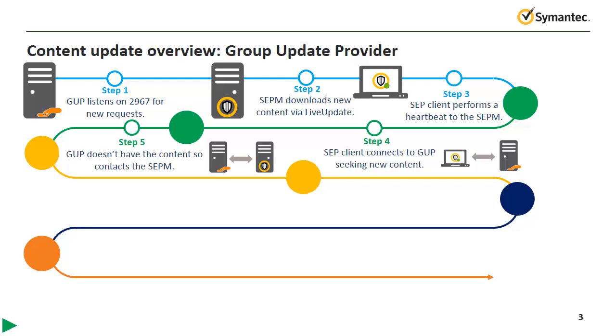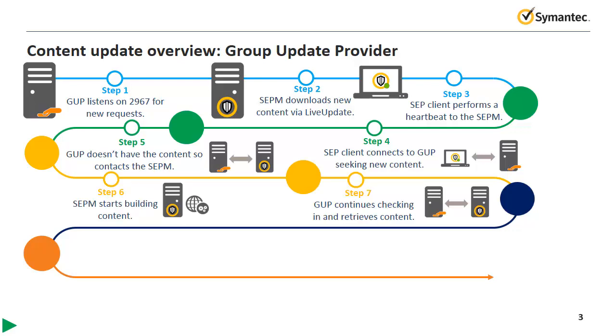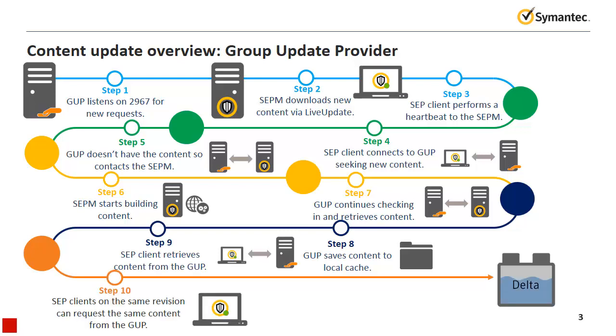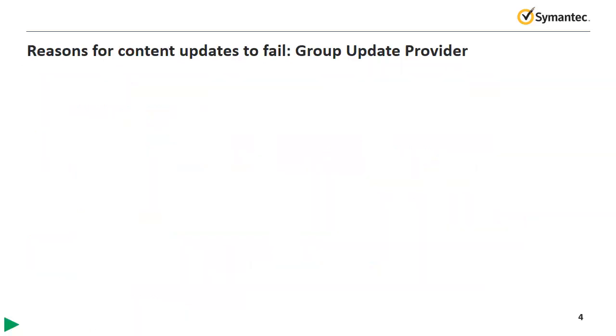In step 4, the SEP client continues to connect to the GUP, seeking new content. Meanwhile, the SEPM continues to build content, and the GUP continues to check in with the SEPM, then retrieving content. The GUP saves the output to a local cache, from which the SEP client retrieves the content from the GUP. By keeping the content in the local cache, SEP clients on the same revision can request the same content from the GUP.